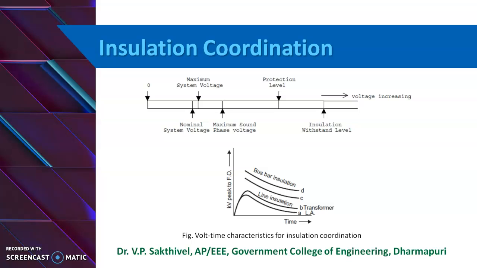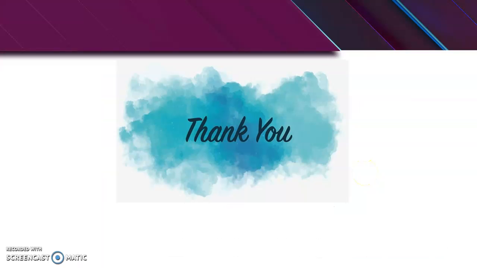So it is very important to design the insulation of various equipments to be protected, and the device used for protection, not for the worst possible condition but for the worst probable conditions. That is the main thing of insulation coordination, the correlation of various electrical equipments and protective devices. We have to correlate all the things. Okay, thank you.